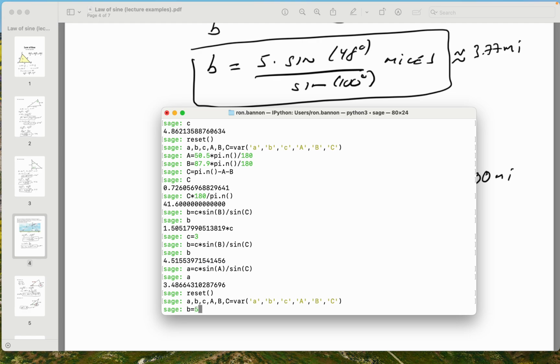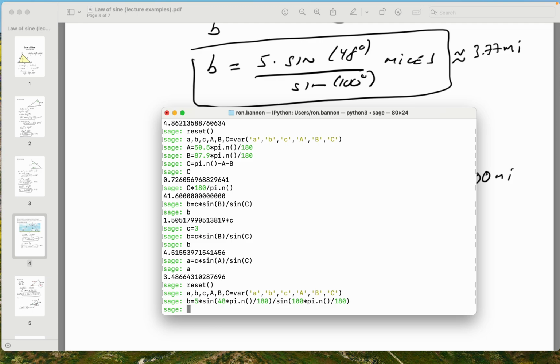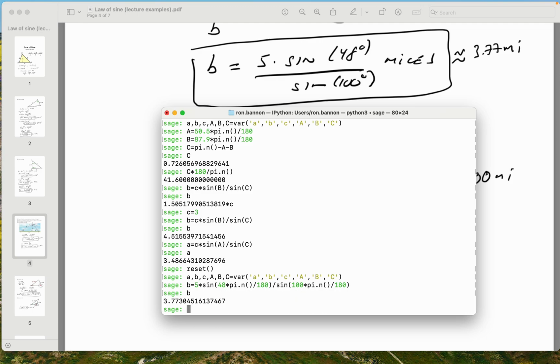What's B going to be? It's going to be 5 times the sine of 48. Remember, we need to convert that to radian measure. So times pi dot n, that's the n notation, divide by 180. I know it's a pain. Divide by the sine of 100 times pi dot n, and that's going to be divided by 180 as well. Simple conversion, right? Mistakes happen. Let's just put that in. What do you get? Yeah, it's 3.7730, and so on. But I'm rounding it to 2 decimal places, 3.77.